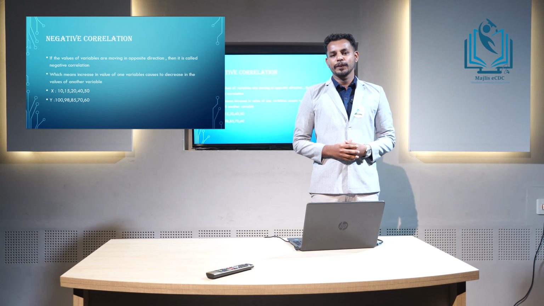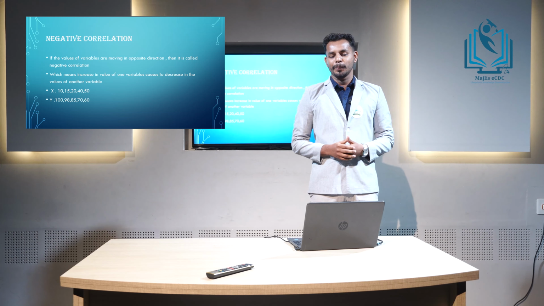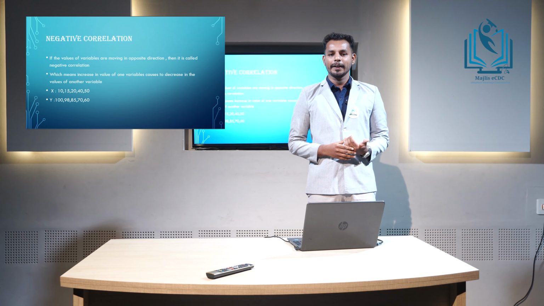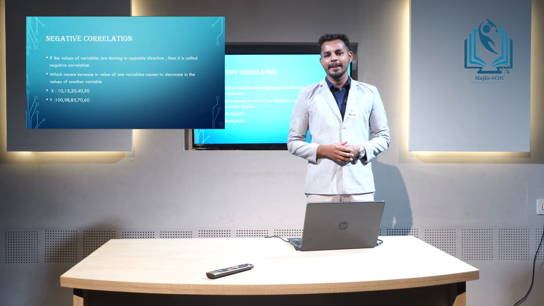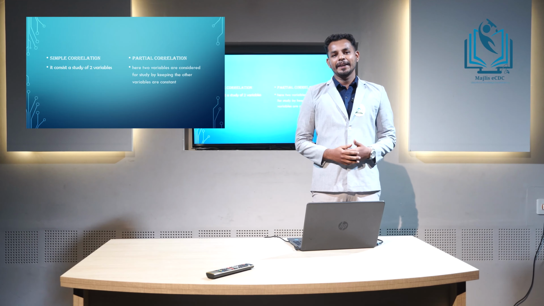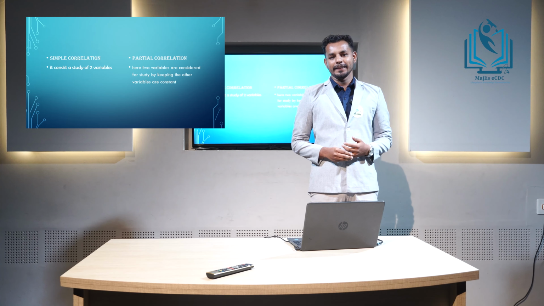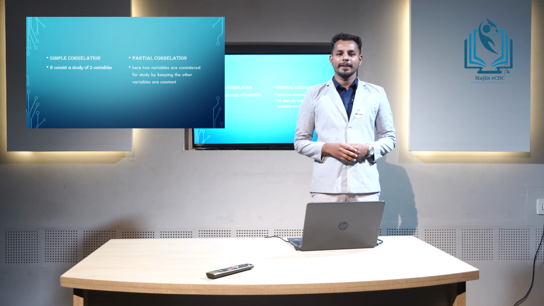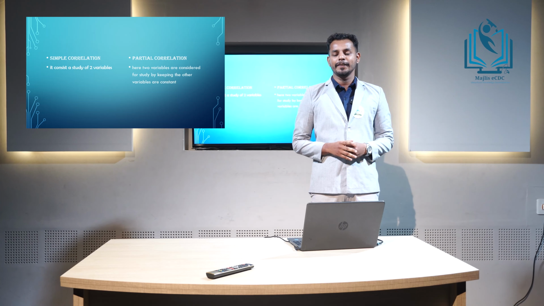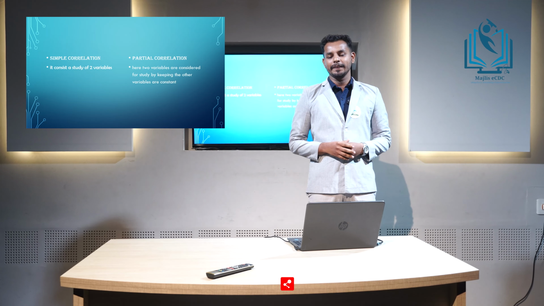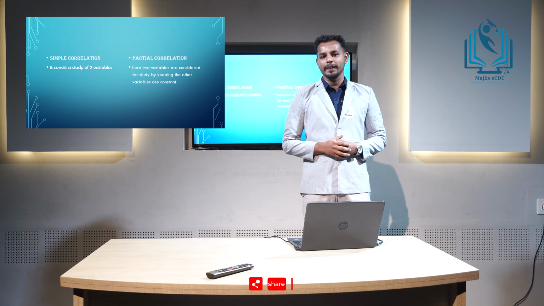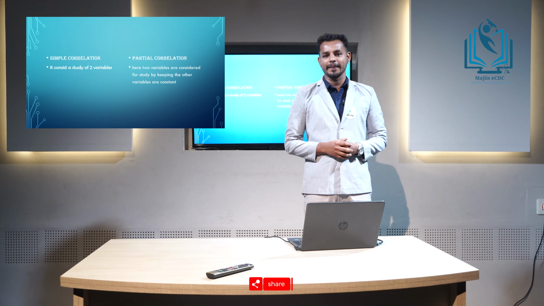Our second type is negative correlation. If the values of the variables are moving in opposite directions, where one variable is increasing and at the same time another variable is decreasing, then such a correlation is called negative correlation. Our third correlation is simple correlation. Under simple correlation, we only consider the relationship between two variables and we don't consider any other variables. By considering only two variables, it is termed simple correlation.